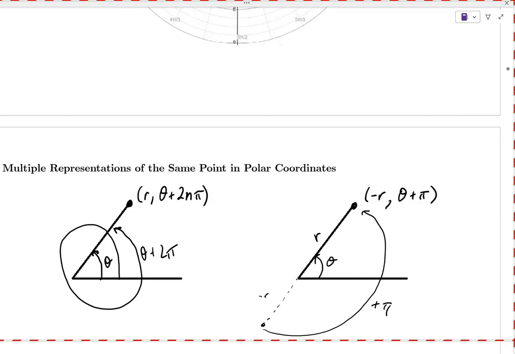So if my original coordinates were r theta, I can do r comma theta plus any multiple of 2 pi. If my original coordinates were r theta, I can do negative r and then add pi to my theta and end up in the same place.